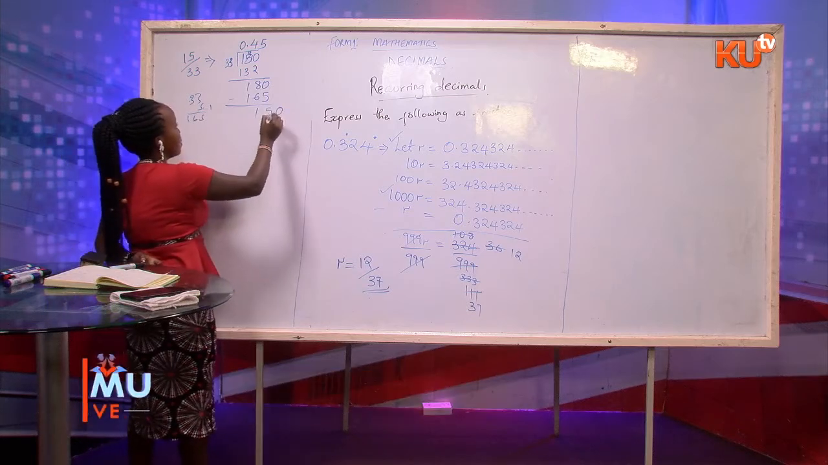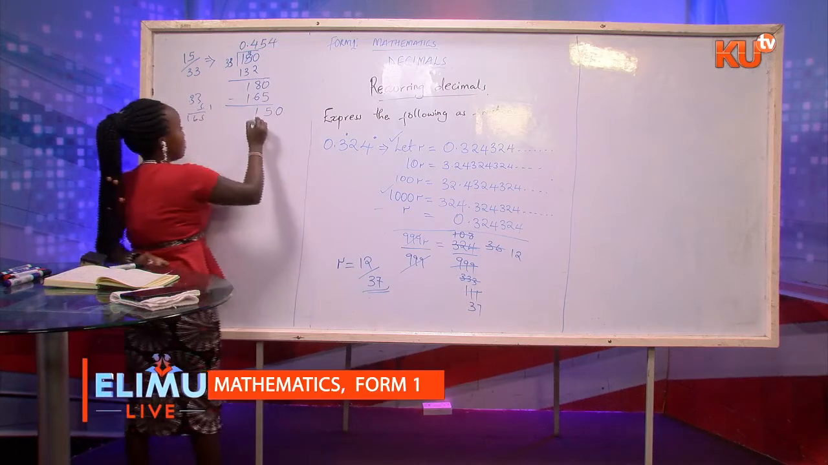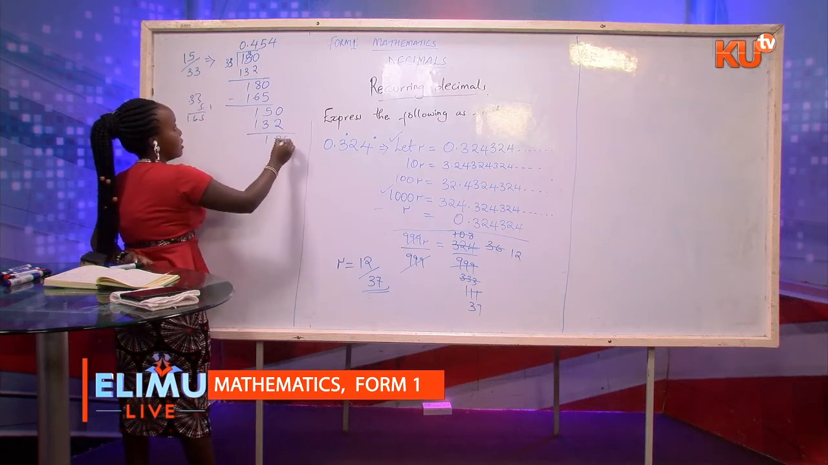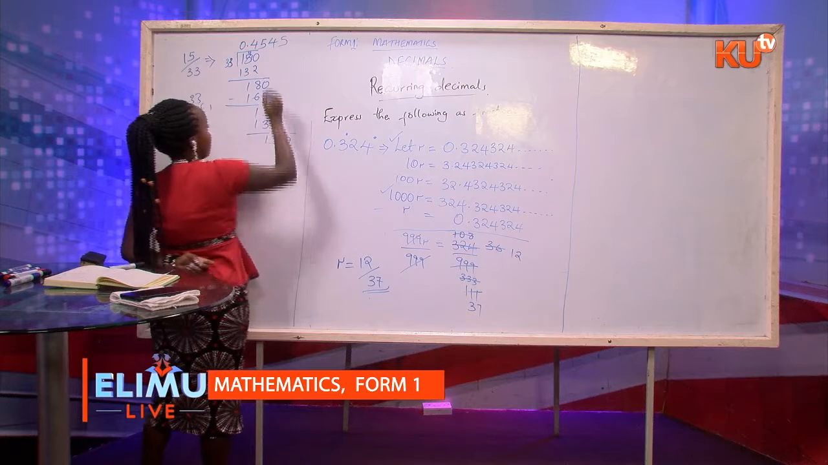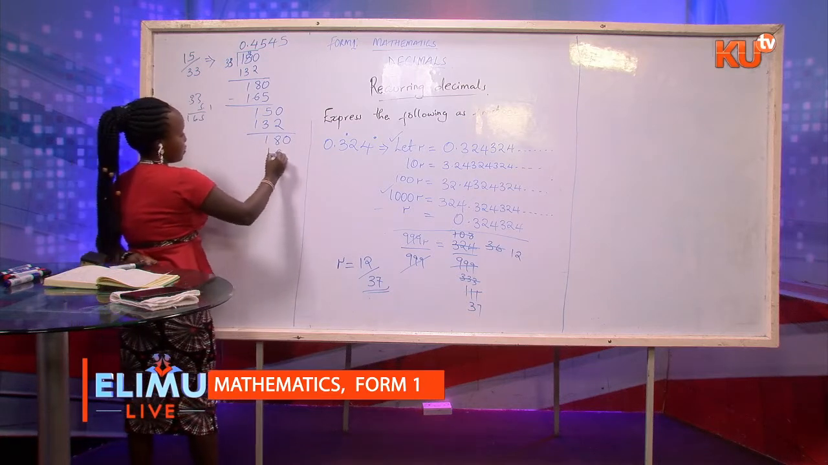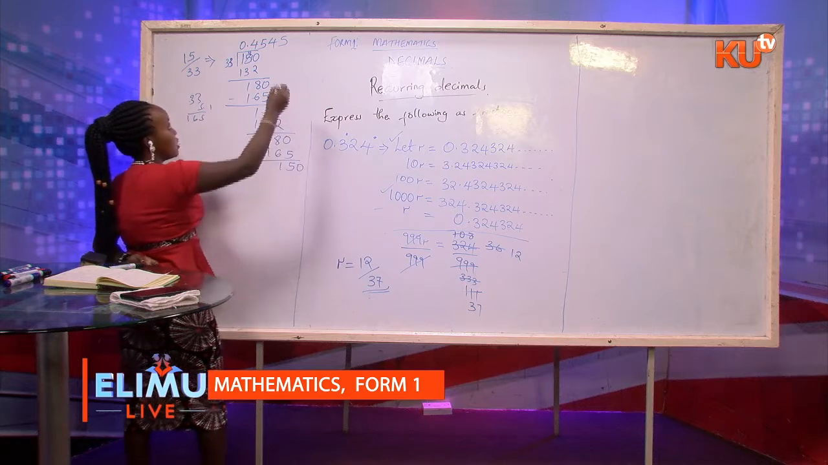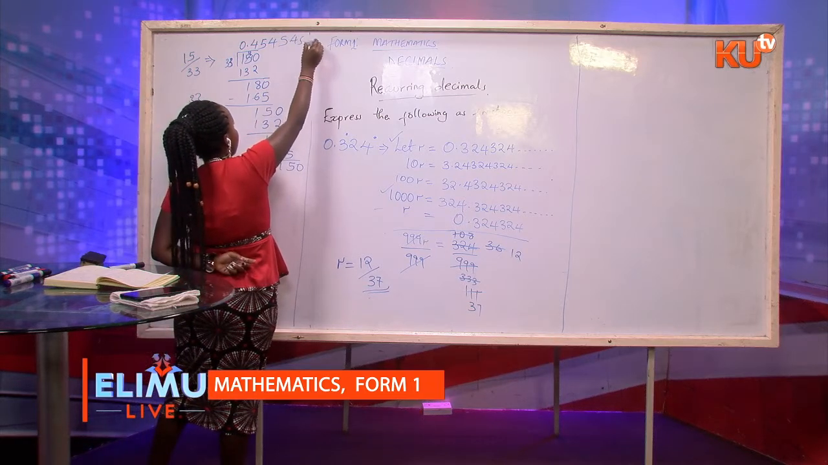We add another 0, then we continue, it will be 4 again because of 132. If we subtract, this will be 18. We add a 0, it will be 5 again because of 165. We just continue like this. This will be 15. If we continue, it will just be 4, 5, 4, 5, 4, 5, continuously like that.